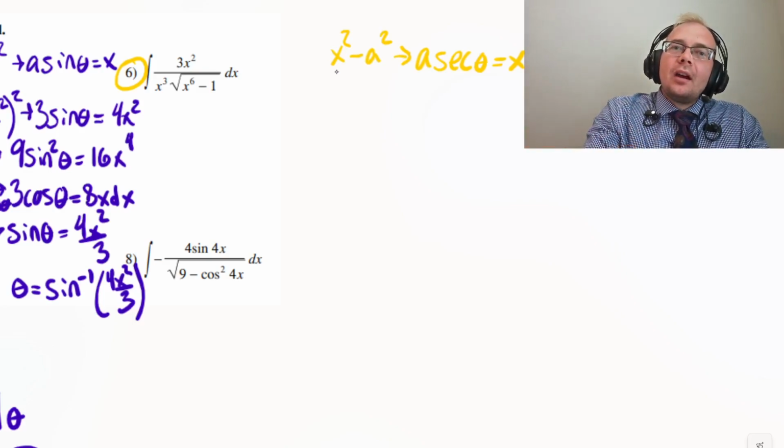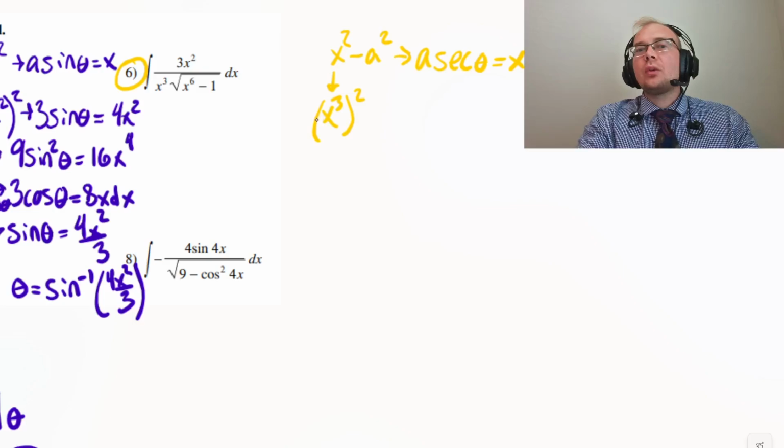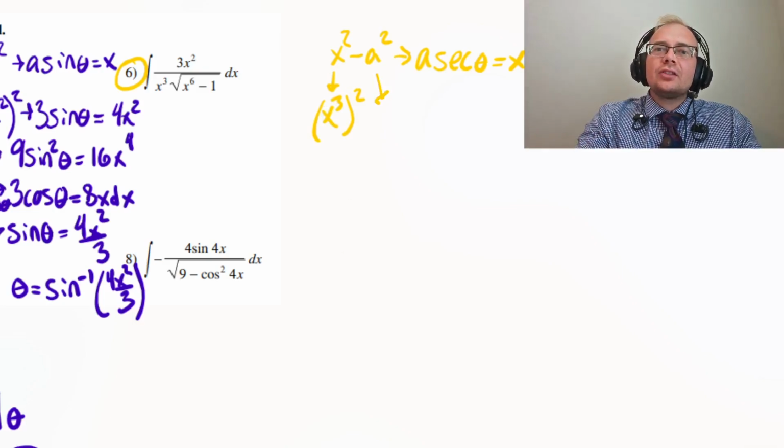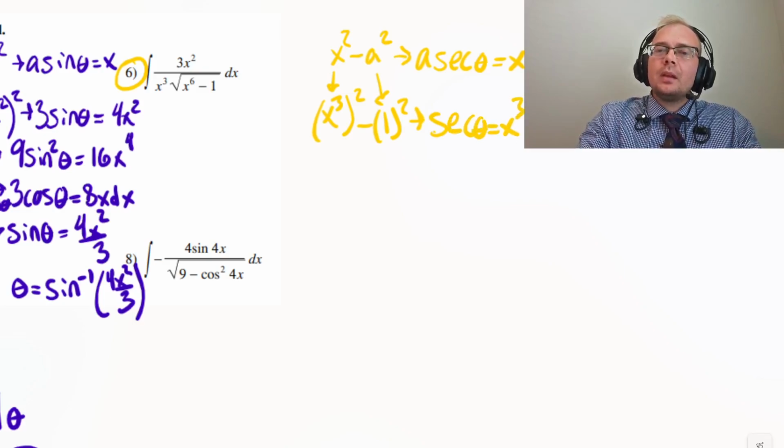So our x term is actually going to be x cubed, because x cubed squared would be x cubed times x cubed, which is x to the 6th power. And then a is actually just going to be 1. So secant theta, 1 times secant theta, equals x cubed. And I'm not going to square this one. Instead, I'll just write it out as I go to plug it in.